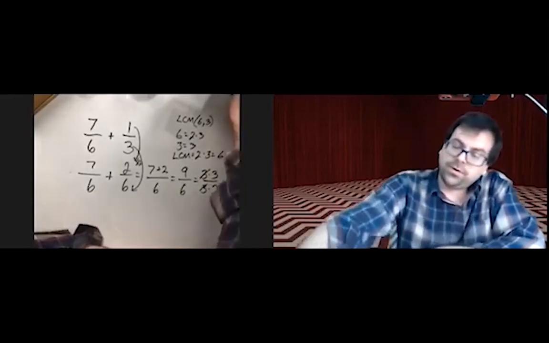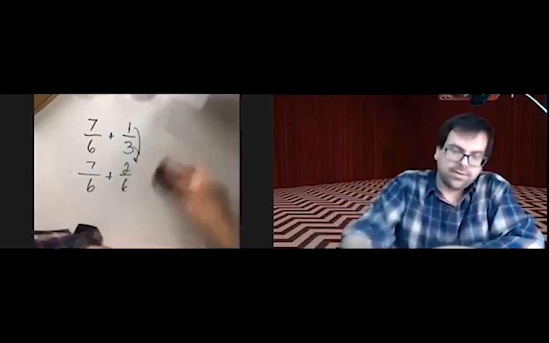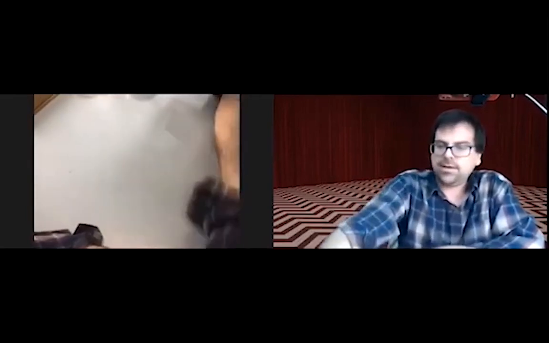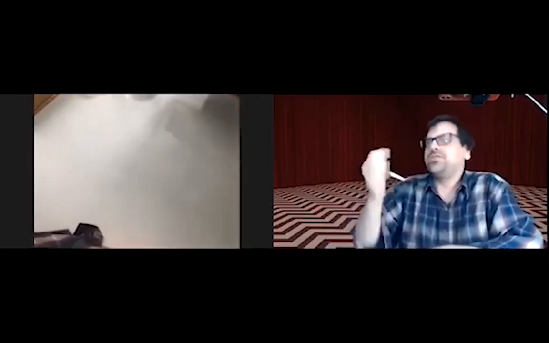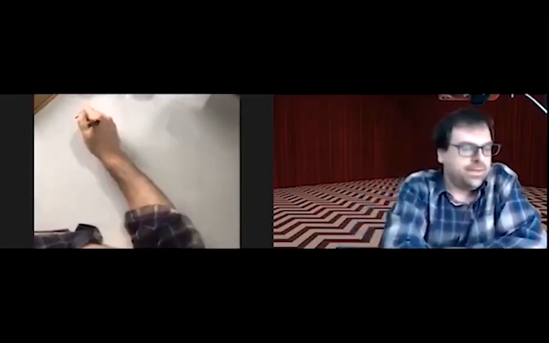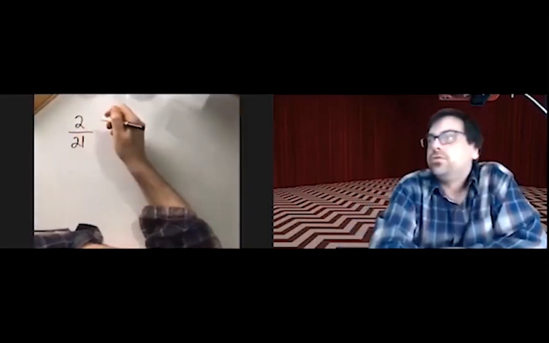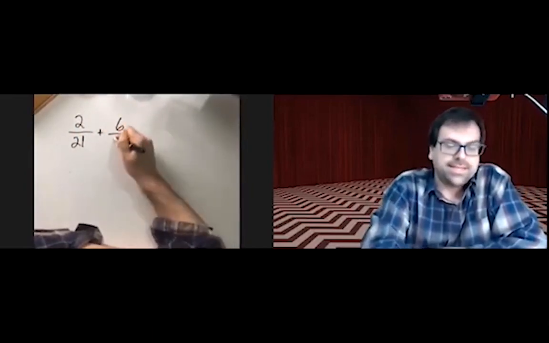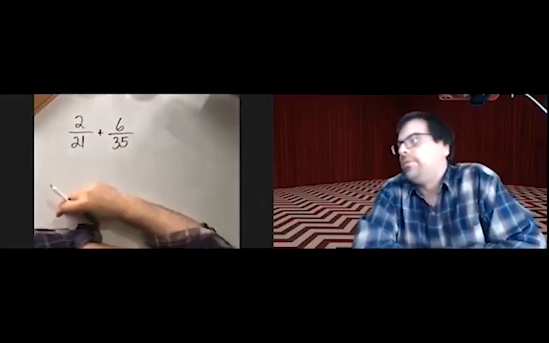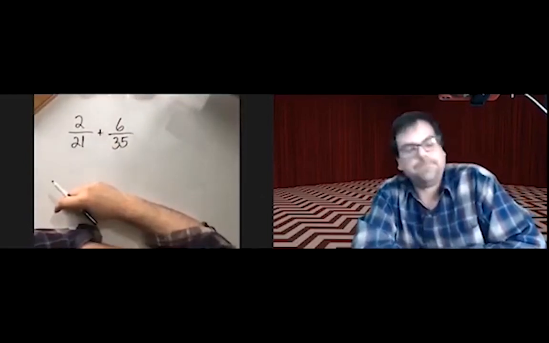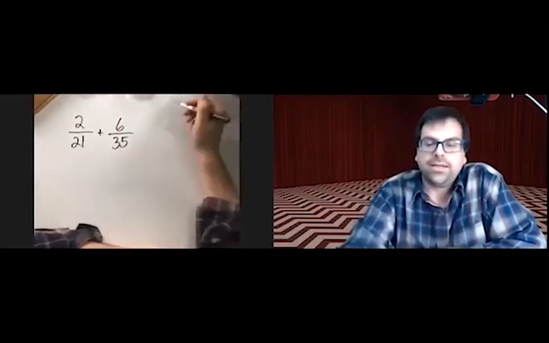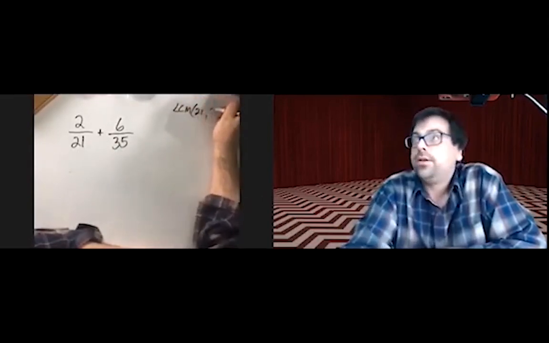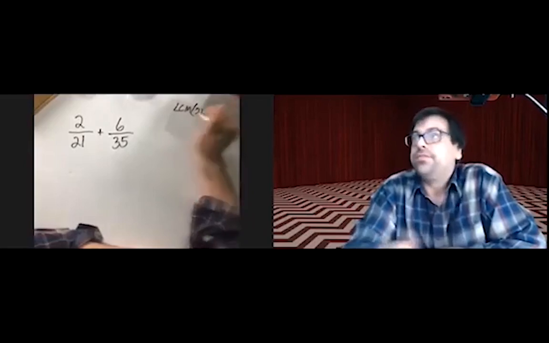Okay, let's do some more interesting ones. No more of these easy, not having to change one of the fraction problems. Let's do 2 over 21 plus 6 over 35. We need the least common multiple of 21 and 35.